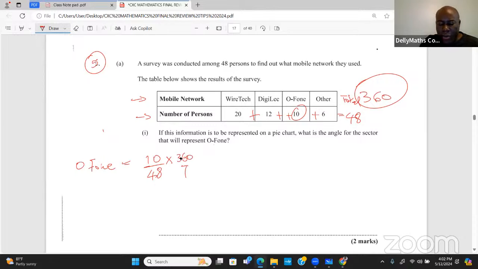Why times 360? Why not percentage? Because the question is not about percentage. The question is about the degree that we want to put in here. So when you work this out on your calculator, that times that, we're going to get 75 degrees. Make sure you're double checking for me. 10 divided by 48. Let me double check again. Then I'm going to multiply that by 360. Definitely 75 degrees. And that's for O4. You would have gotten 2 marks right there.